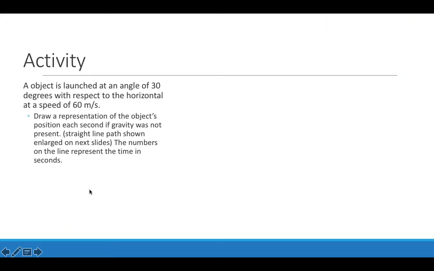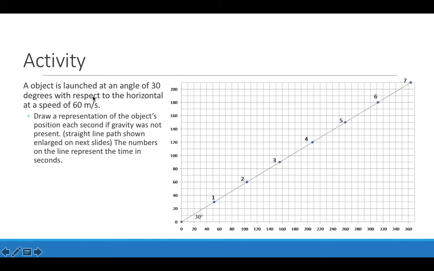So let's see if we can do something similar to that. So I have an object in this picture that's launched at 30 degrees. And in this example, I have distances along the horizontal and the vertical. And my object has an initial speed of 60 meters per second. So what we would want to do is draw a representation of the object's position each second if gravity was not present. So this straight line path represents 30 degrees with respect to the horizontal, and it represents the path that the object would follow if gravity was not present.